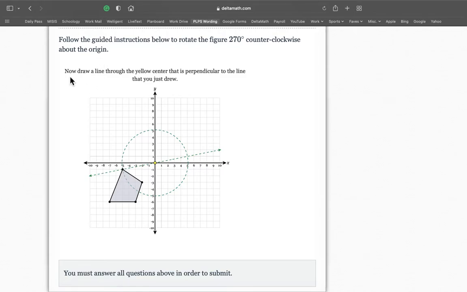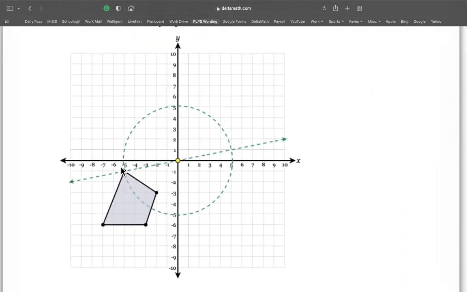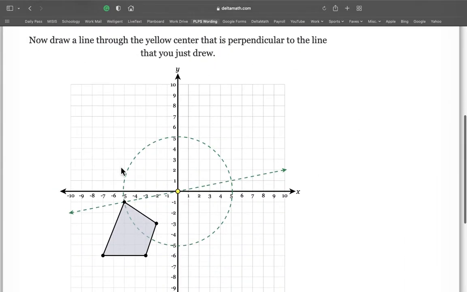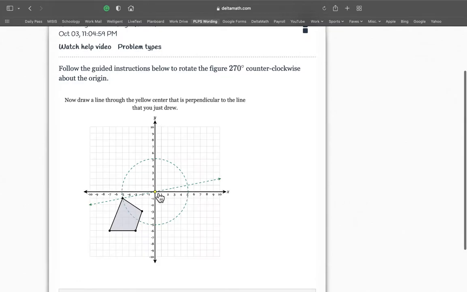Next it says draw a line through the yellow center that is perpendicular. Remember, perpendicular means that the angle that we're creating is 90 degrees, right? So we are going to go back to the yellow here, and we're going to click and drag. And we want to make a 90-degree angle with the line that we just created. As you can see here, that's not 90 degrees. It's got to be straight 90 degrees.